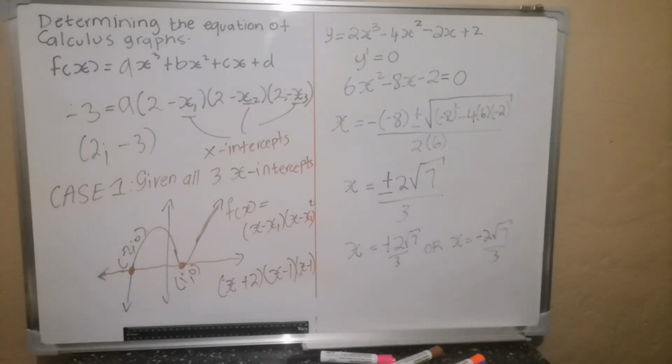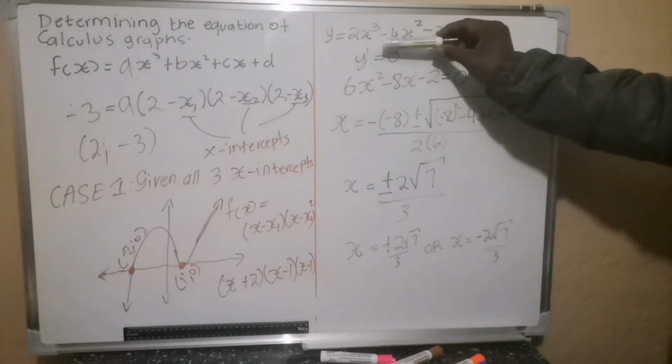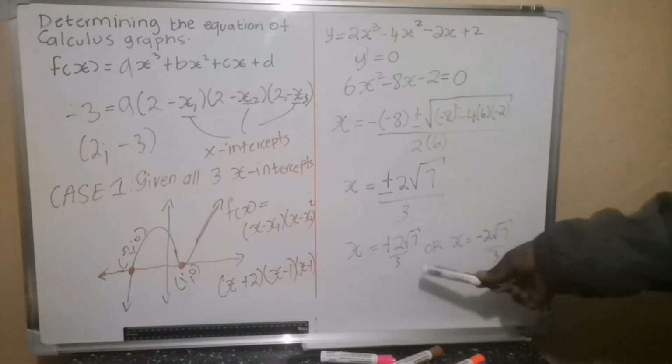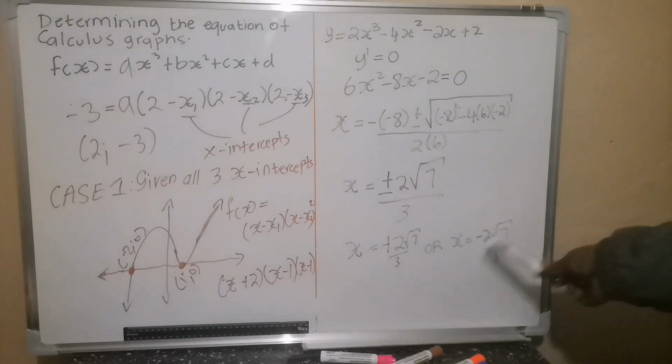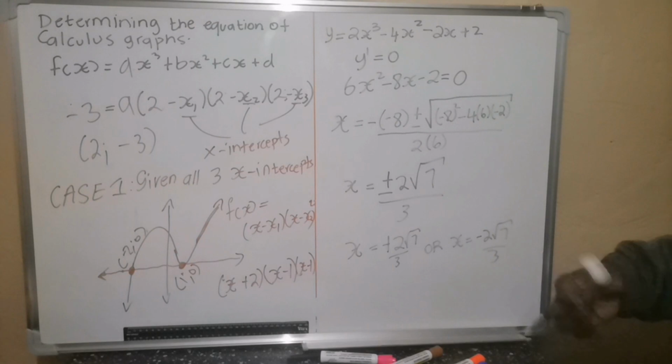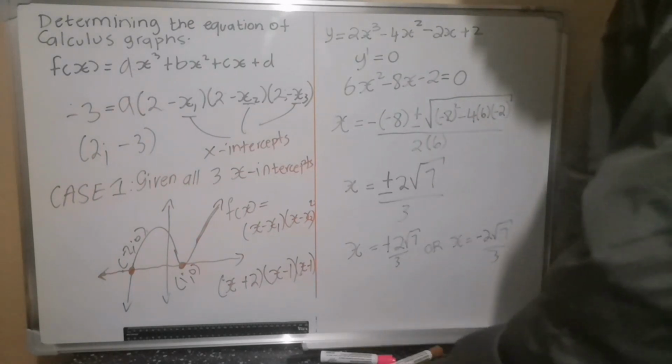Now these x coordinates, where you see x in our real equation, you put in this one and also this one to find the y coordinates. Then you'll be done with finding the coordinates of our stationary points. I hope you can hear me, guys.